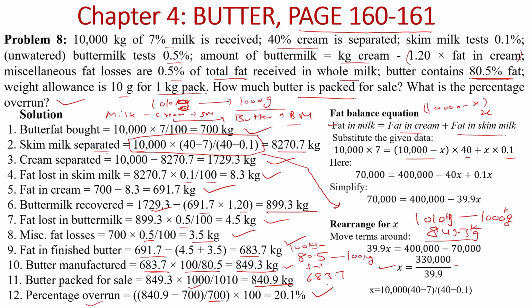Questions which are generally asked will be how much butter can be prepared from a given quantity of milk containing a percentage of fat, how much cream can be prepared, how much ghee can be prepared. Similarly, they can ask back calculation also. If you have 10,000 kg butter, how much milk will be required? For 10,000 kg of ghee, how much milk will be required? Similarly, for 10,000 kg of cream, how much milk will be required?